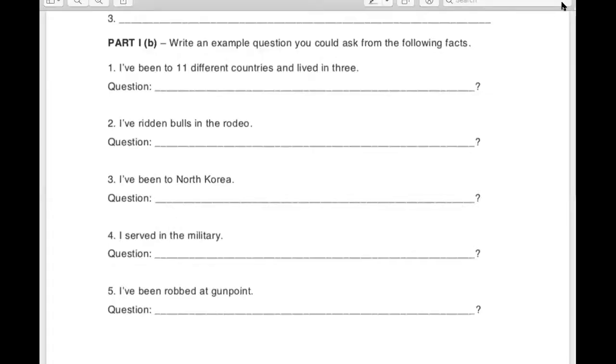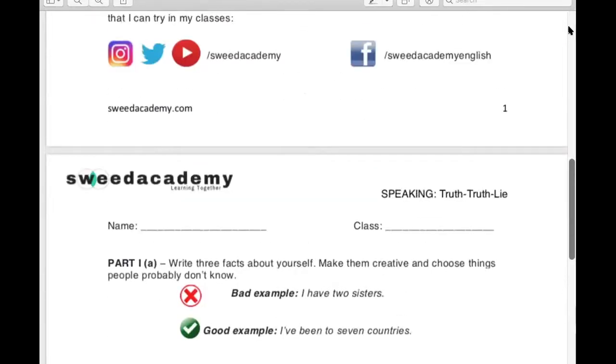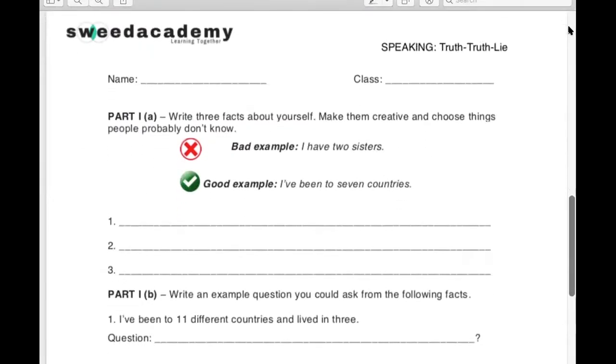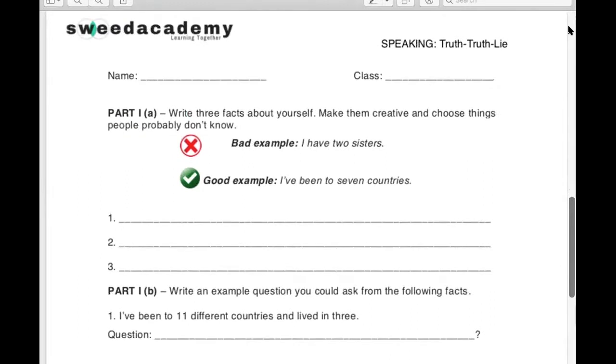So first, there's a worksheet that's attached to this, and we're just going to follow right down the worksheet. And you see the first section is to write 3 facts about themselves. And I wrote here, I have 2 sisters is a bad example because it's kind of too obvious. They're going to know if the other ones have sisters, especially if they've studied together for any amount of time, right? So maybe a good example, I've been to 7 different countries.